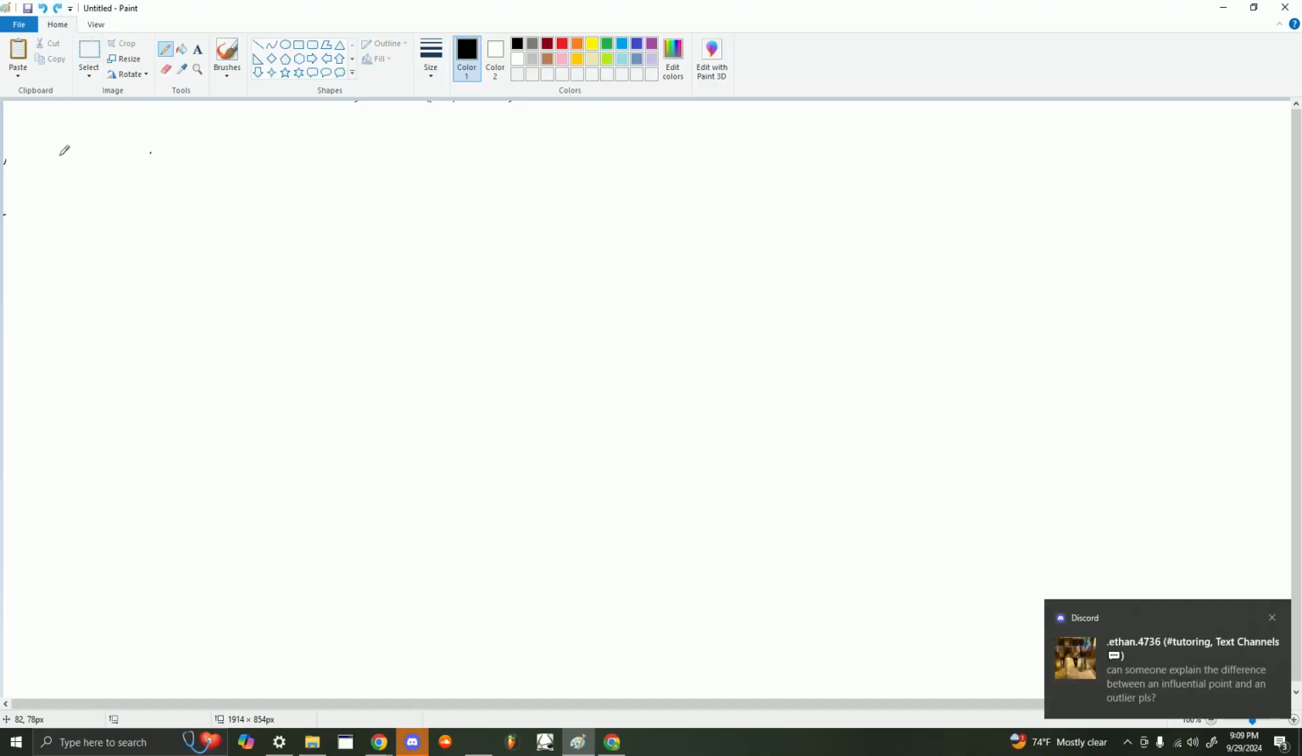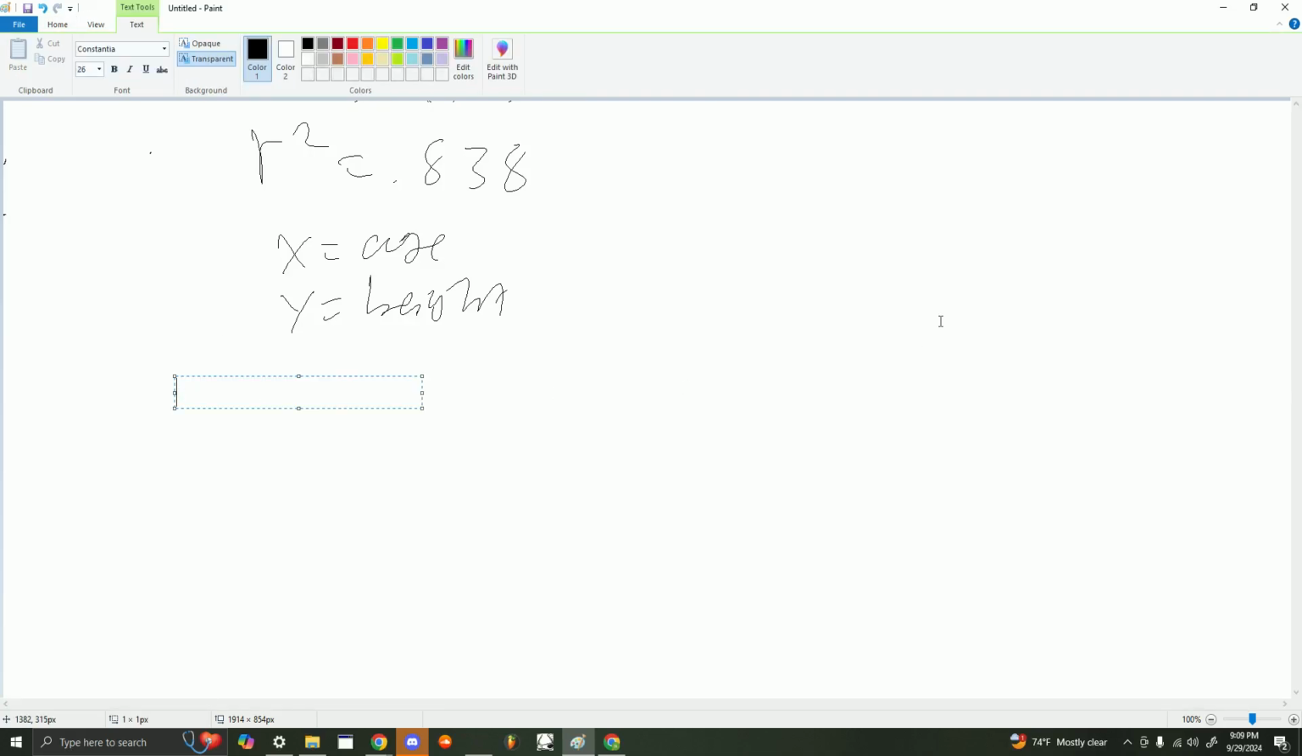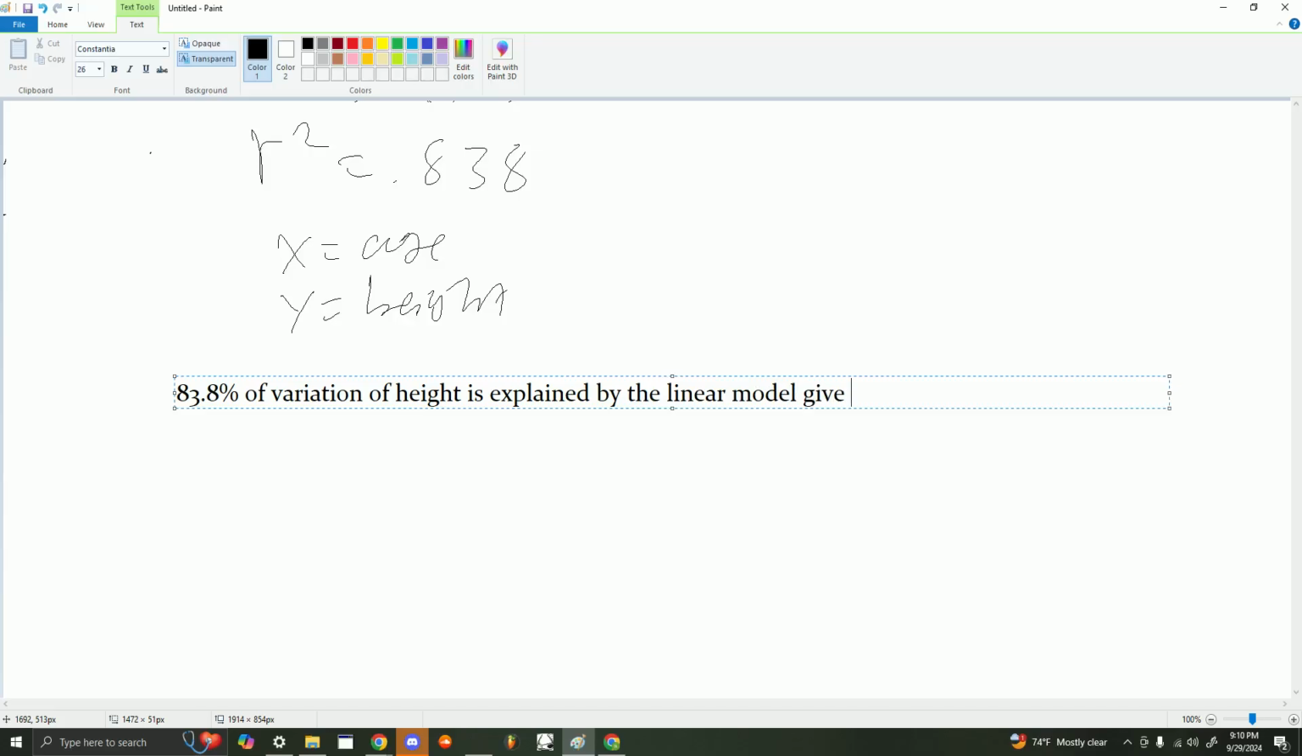Okay, guys, if your r squared equals 0.838 and x equals age, y equals height, what's your interpretation going to be? I have an answer. Gavin, go ahead. About 83.8% of the variation of height is explained by the linear model given age, given x equals age.